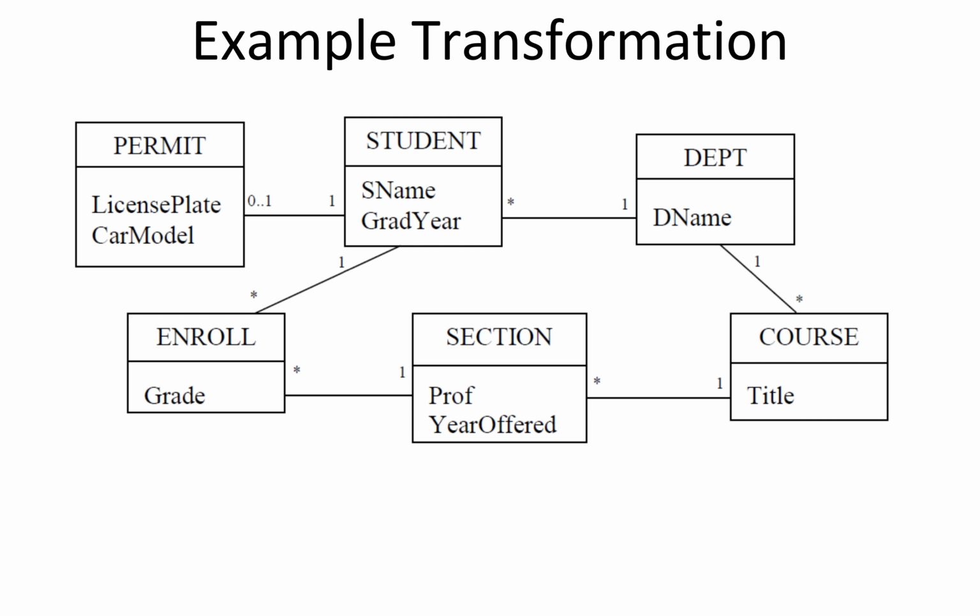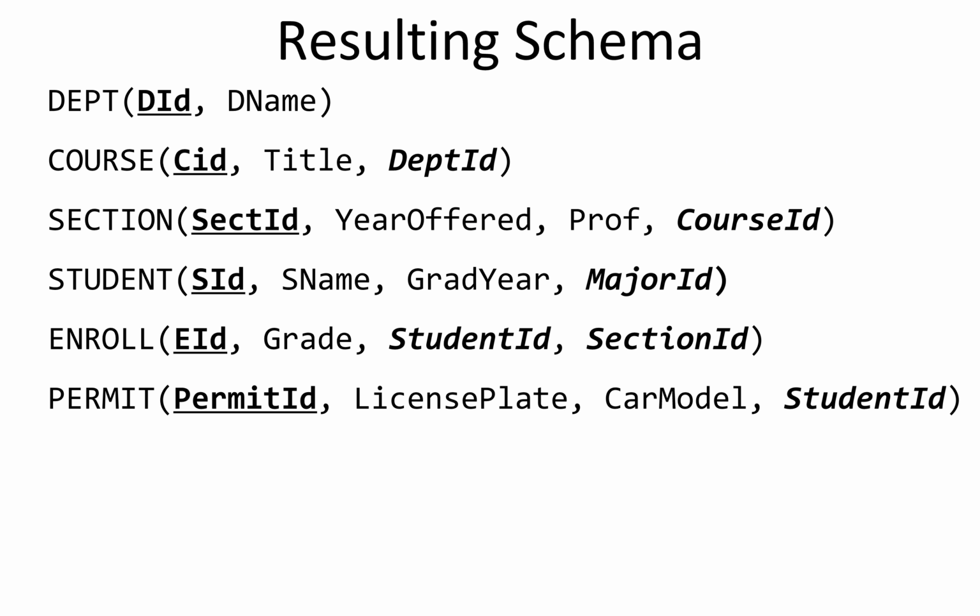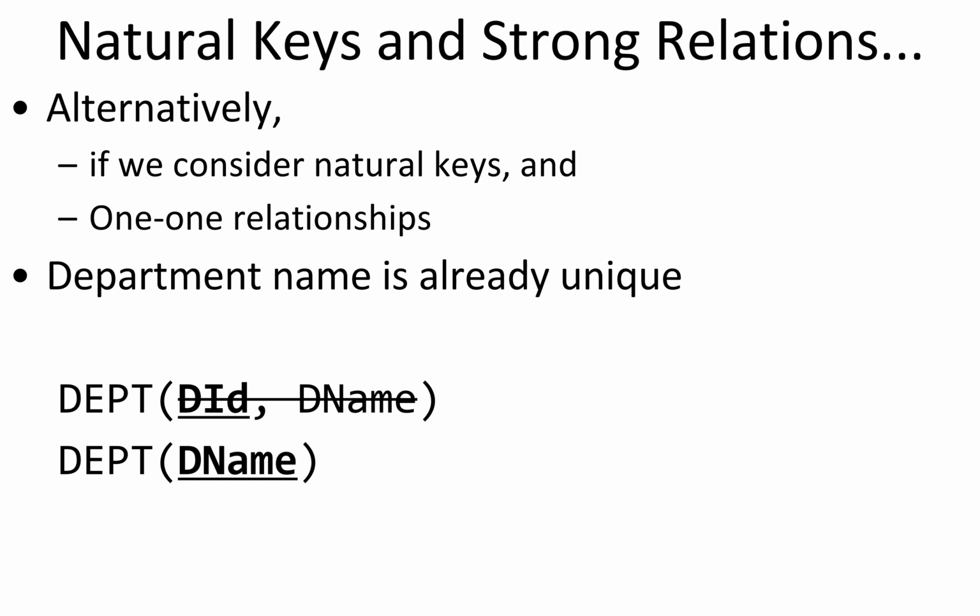So you would start from this UML class diagram, and you will end up with this resulting schema, right? Where we have added all the artificial primary keys, and also the foreign keys that are implementing the relationships. Okay. Now we could keep going and simplify some of this, and we will notice that there are some natural keys that we could use instead of the artificial ones. So if we can guarantee that the department names are going to be unique, then that would be a natural key that we could use instead of an artificial one.